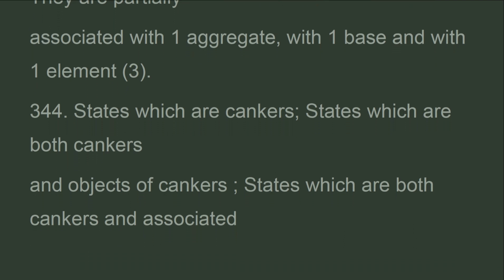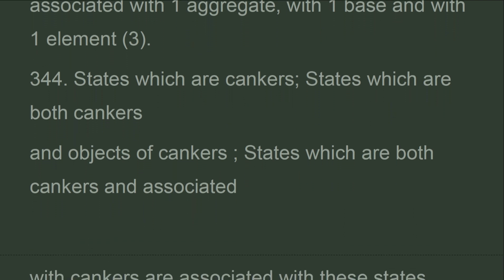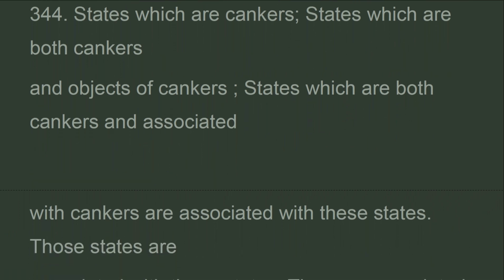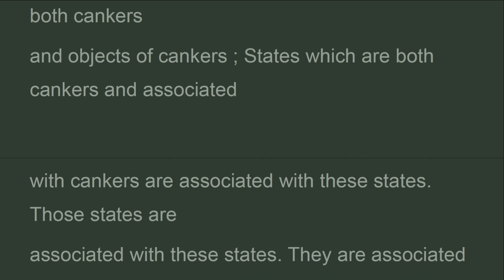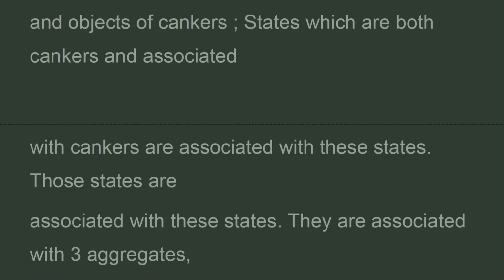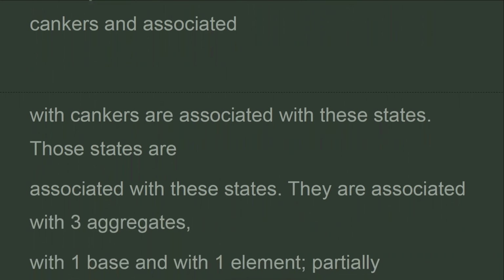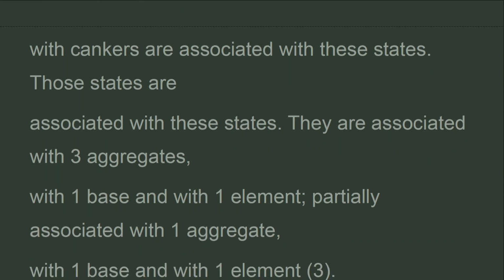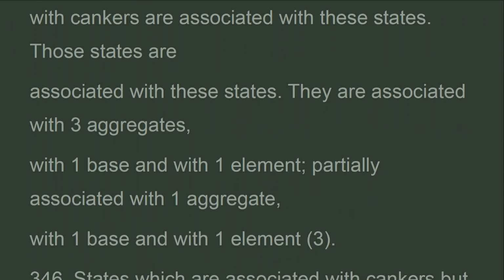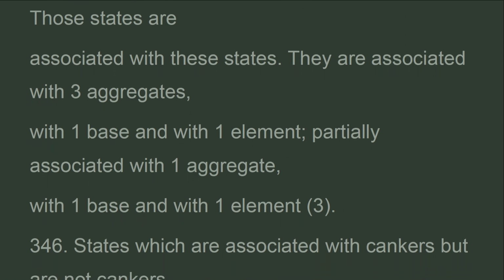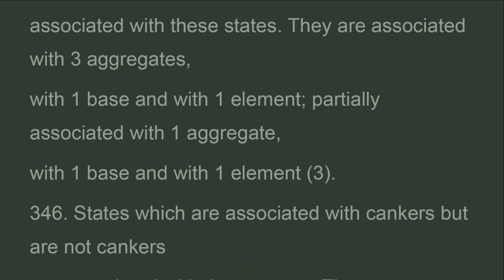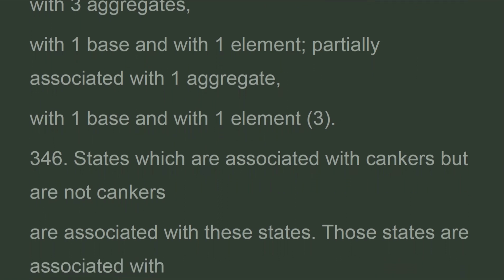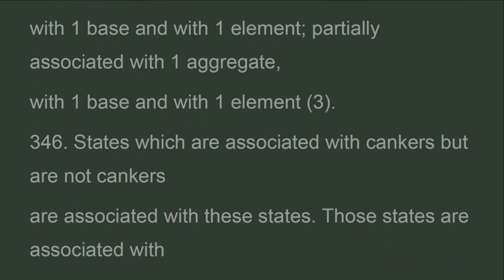344. States which are kankas, states which are both kankas and objects of kankas, and states which are both kankas and associated with kankas are associated with these states. Those states are associated with these states. They are associated with three aggregates, with one base and with one element. Partially associated with one aggregate, with one base and with one element.